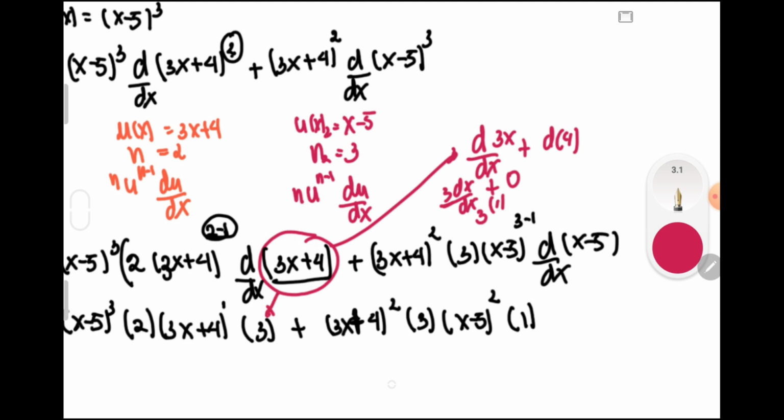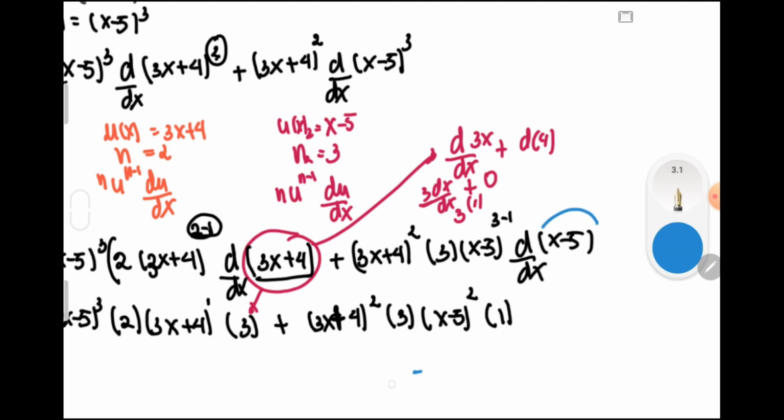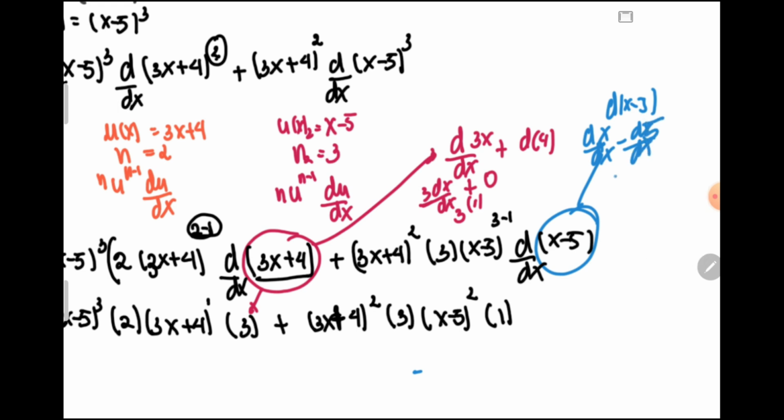3 na lang. Okay? So, dito naman sa kabila, we have x − 5, so the derivative of x − 5 is the derivative of x with respect to x minus the derivative of 5 with respect to x, which is equal to 1 minus 0. Kaya siya naging 1 na lang. Okay?